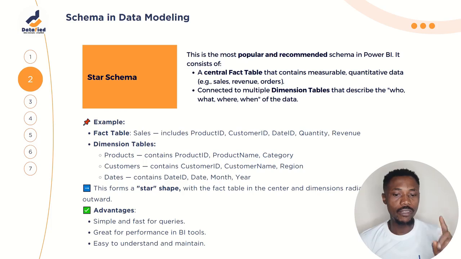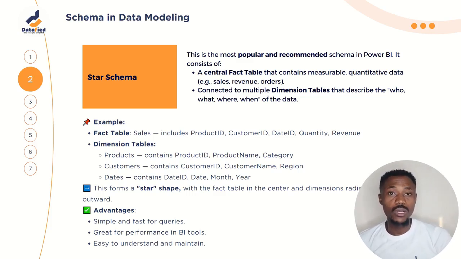All right, we have the first one, star schema. The star schema is the most popular and recommended schema in Power BI. It consists of a central fact table that contains measurable quantitative data, for instance sales, revenue, orders, etc. This fact table will then be connected to multiple dimension tables that describe the who, what, where, and when of the data. So the dimension tables will always define the who, what, where, and when of the data.